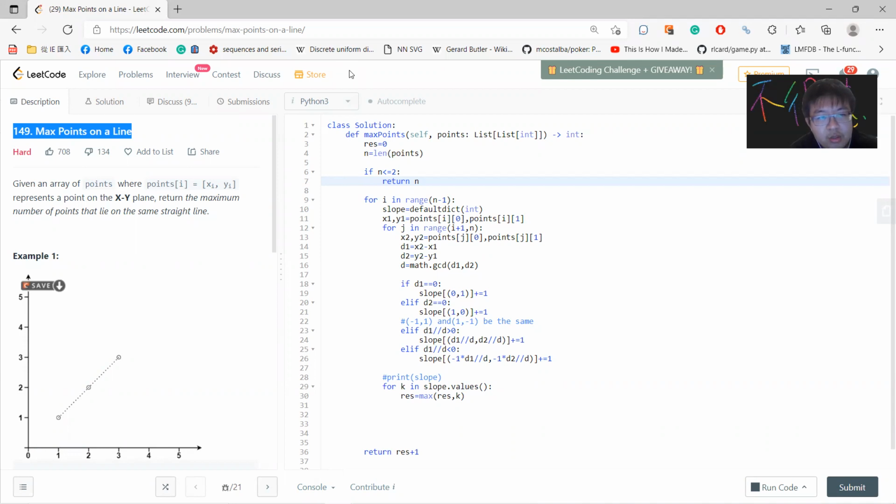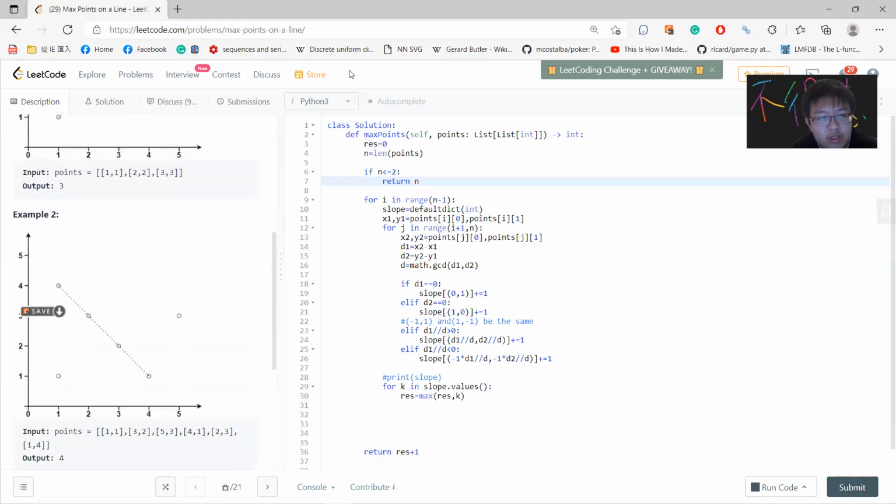So you get some points on the 2D plane, a point set, and you need to find a line which passes the maximum number of points. For example, it's 3. This is 4.